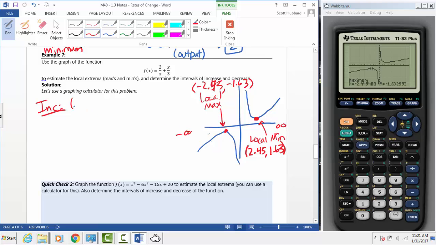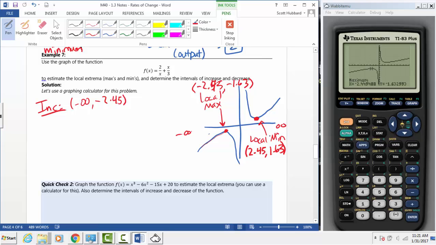So if it's increasing before that, remember, negative infinity is over here, and positive infinity is over here. So the graph is increasing from the left forever, so it's going to be negative infinity. And it goes until that point, till negative 2.45. And remember, these are x values. So the x went from negative infinity, and the graph's going up, up, up, until right here, which is negative 2.45.